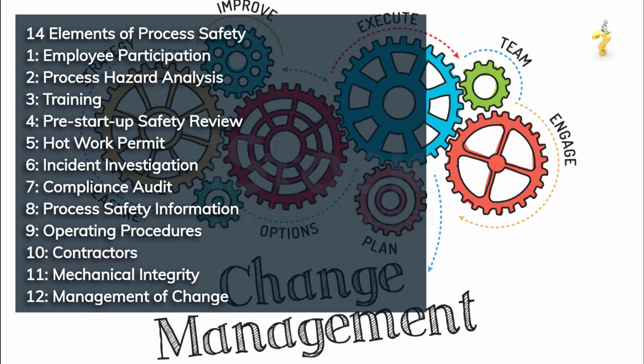The management of change process typically involves evaluating the need for change, identifying potential hazards and risks, conducting a risk assessment, obtaining approvals, communicating changes to employees, providing necessary training, and monitoring the effectiveness of the implemented changes. By effectively managing changes, organizations can prevent unintended consequences that may compromise safety.